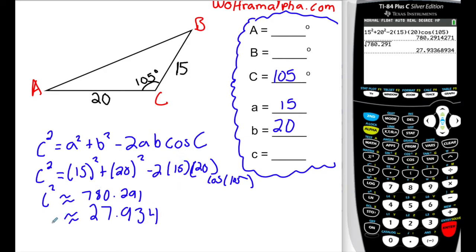Okay, so that's approximately C squared. Don't forget to square root. So what I'm going to report for C is 27.9 because I'm only going to use one decimal in my final answer. But in the event I need to use C for any other reason, this is the number that I'm going to use. And why we're doing this is because now I need to find A or B.